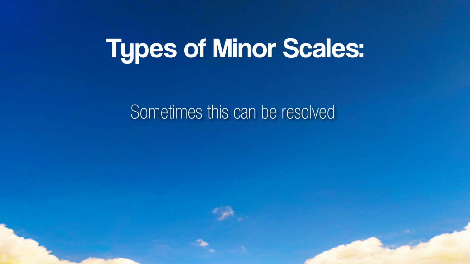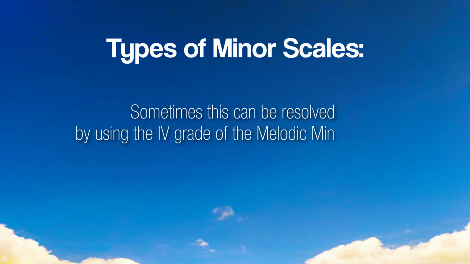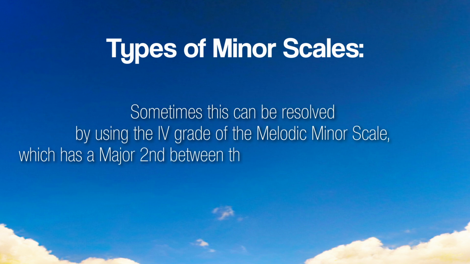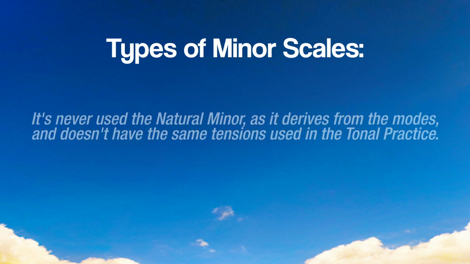Sometimes, this can be resolved by using the 4th grade of the melodic minor scale, which has a major second between the 6th and 7th grade of the scale. The natural minor is never used, as it derives from the modes, and doesn't have the same tensions used in the tonal practice.